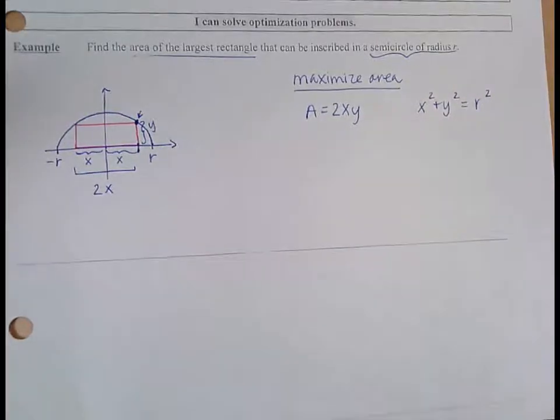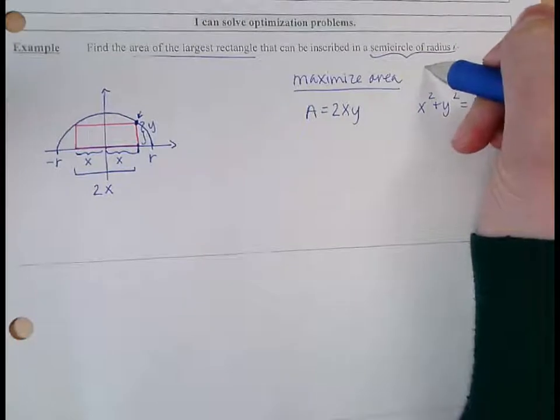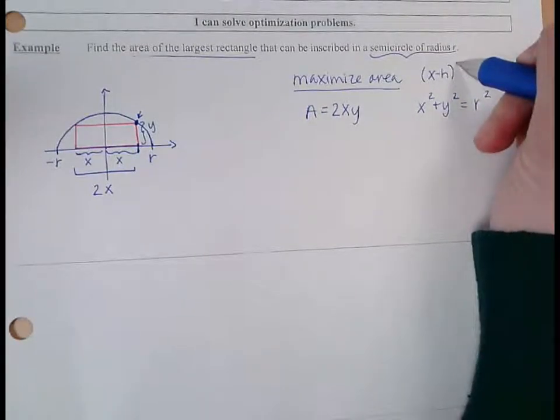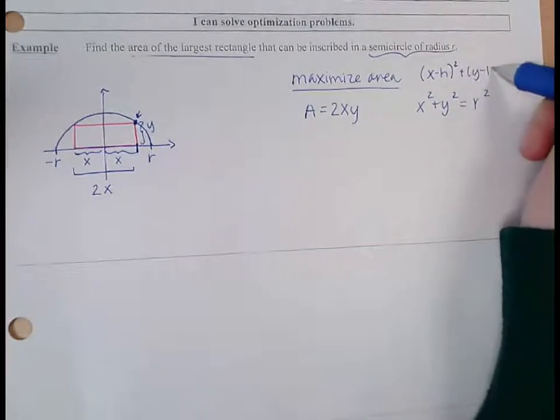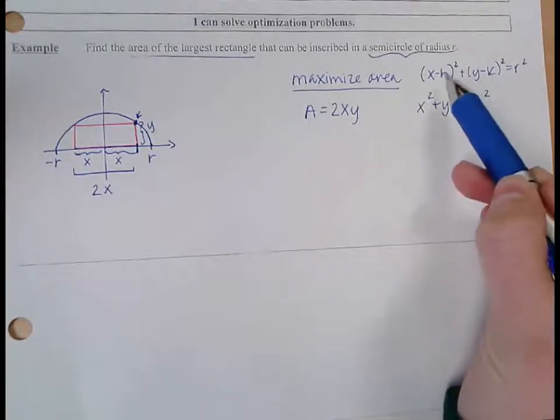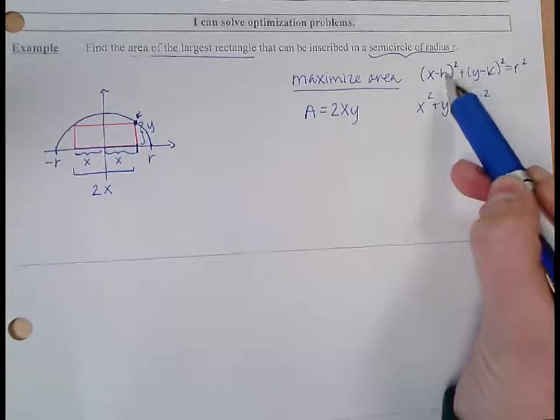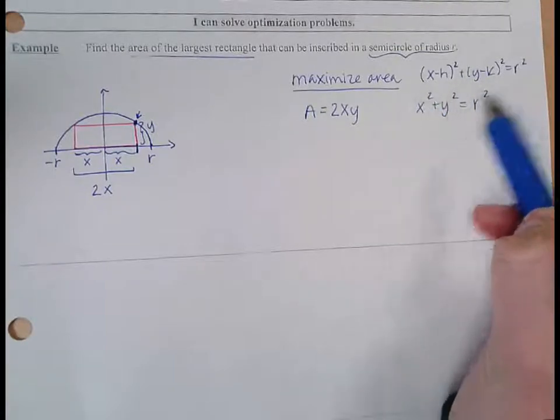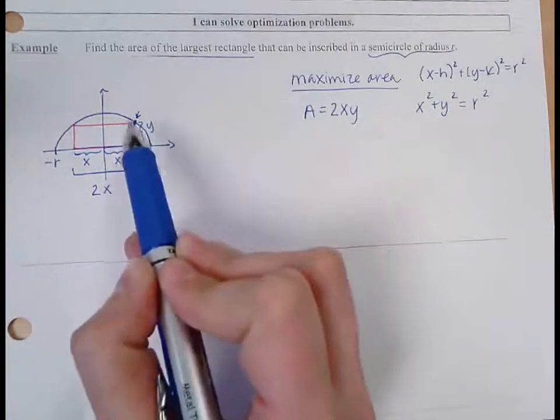Yes. So I know this is reviewed from geometry and Algebra 2 with conic sections. For a circle, it's always (x minus h) squared plus (y minus k) squared equals r squared, where r is your radius and (h, k) is your center. And since we're at (0, 0), this would be the equation of the full circle.